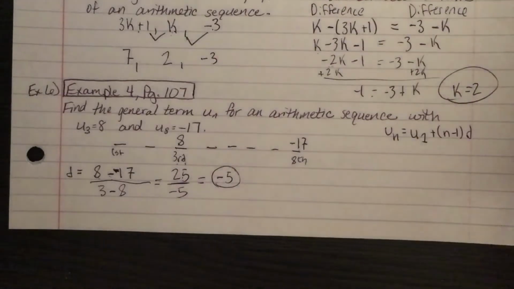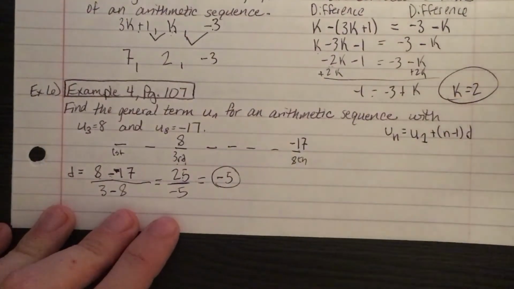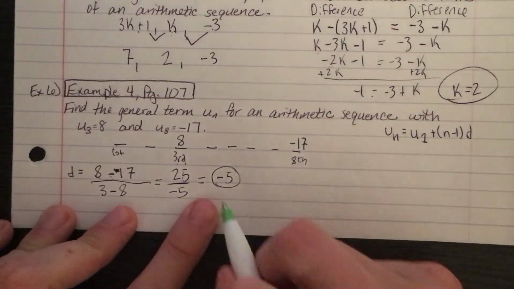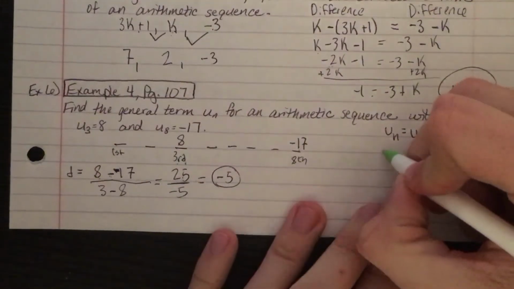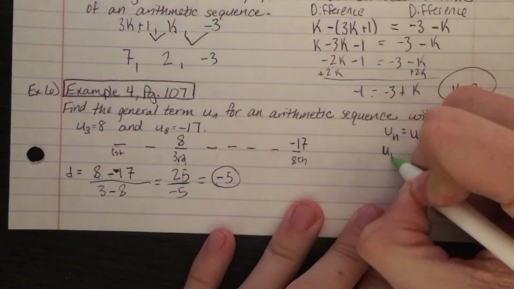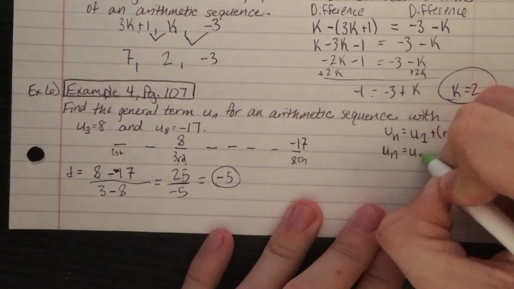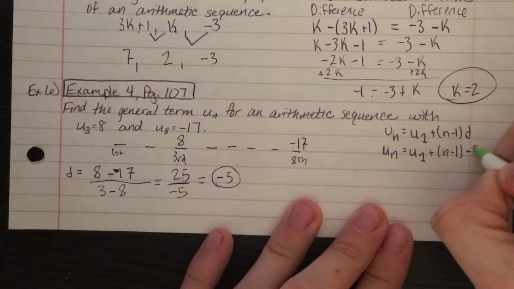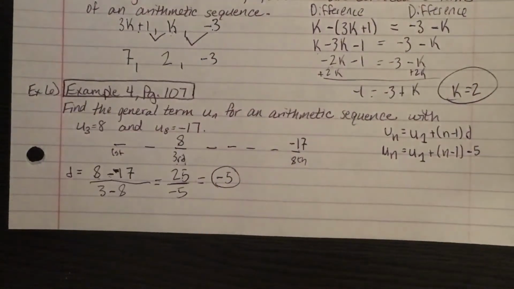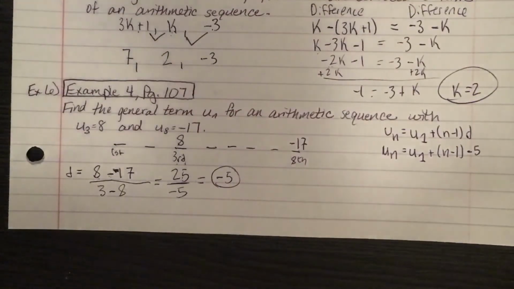And so from there, what we can do, let's see here. So we've got the difference. So we've got u sub n equals u1 plus n minus 1 times negative 5. But what we need, we still don't know exactly what our first term is. We still don't have a great idea of what our first term is.